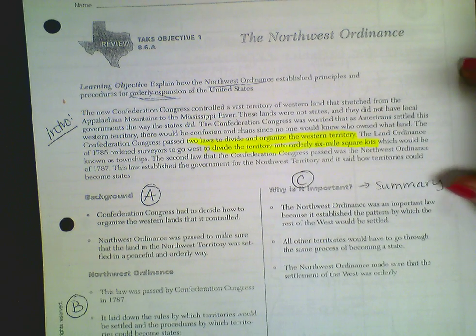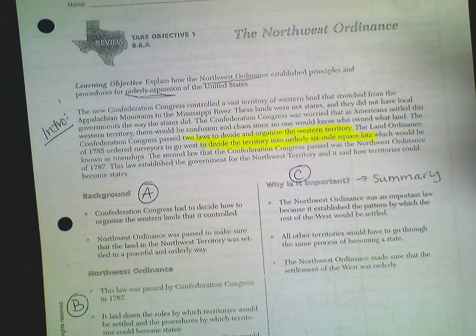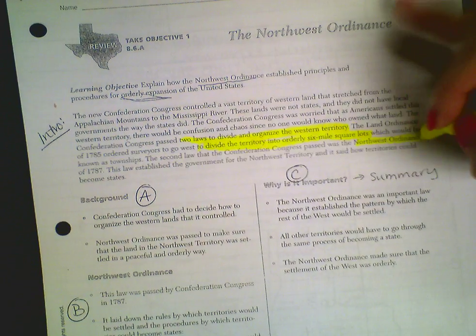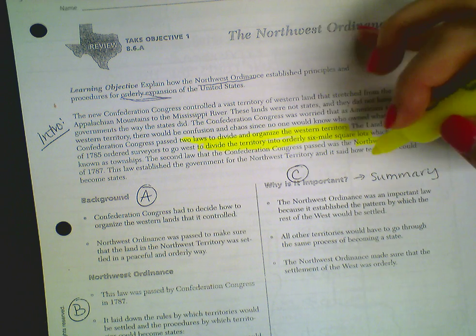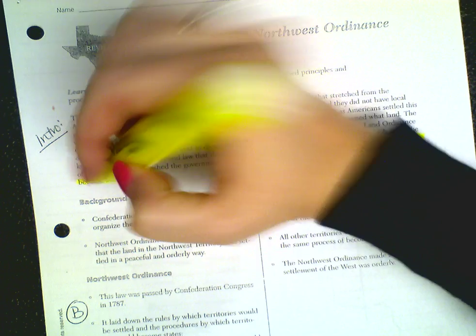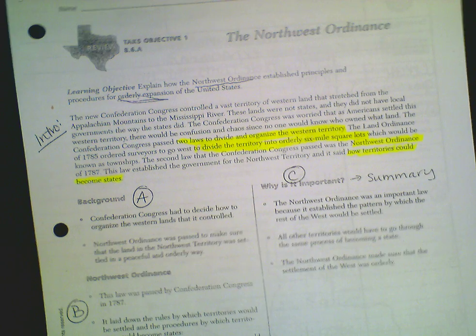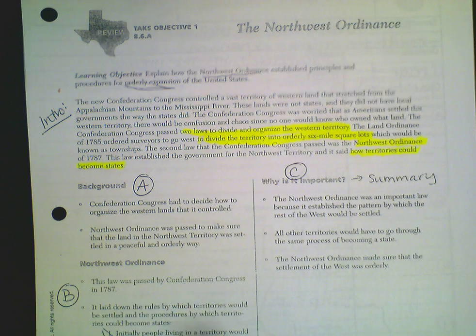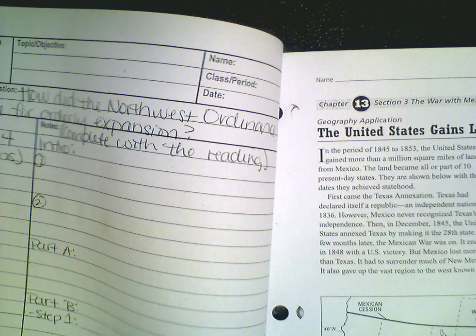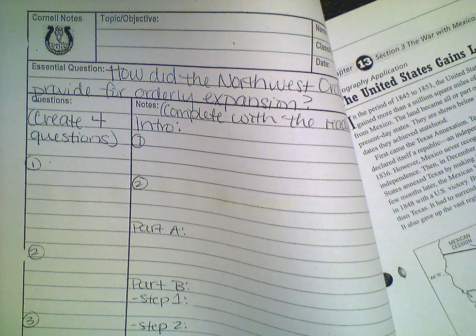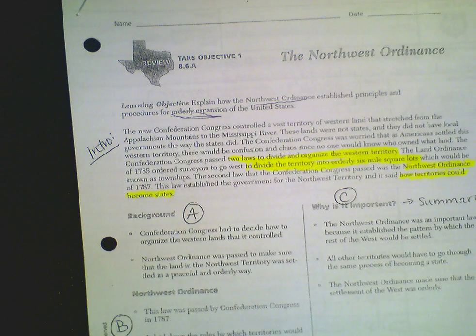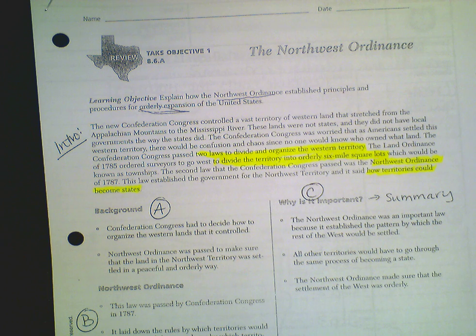The second law that the Confederation Congress passed was the Northwest Ordinance. So that's what our Cornell notes is about. This law established the government for the Northwest Territory, and it said how territories could become states. Okay? So those are the 2 parts to it. So what you're going to do is pause it and go to your Cornell note side, and I need to know what those 2 things were. What were those 2 laws that the Confederation Congress made? If you need to pause it, go ahead and do that now.